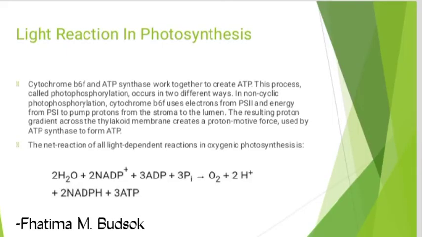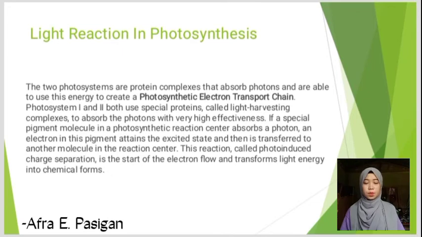Light reaction in photosynthesis. Cytochrome b6f and ATP synthase work together to create ATP. This process, called photophosphorylation, occurs in two different ways. In non-cyclic photophosphorylation, cytochrome b6f uses electrons from PS2 and energy from PS1 to pump protons from the stroma to the lumen. The resulting proton gradient across the thylakoid membrane creates proton motive force used by ATP synthase to form ATP.